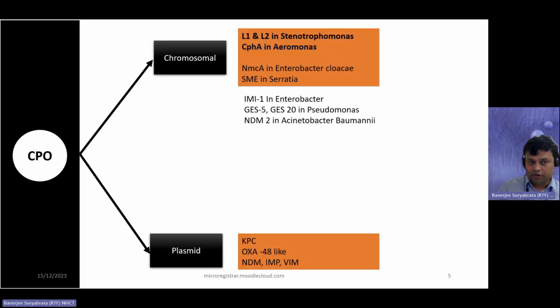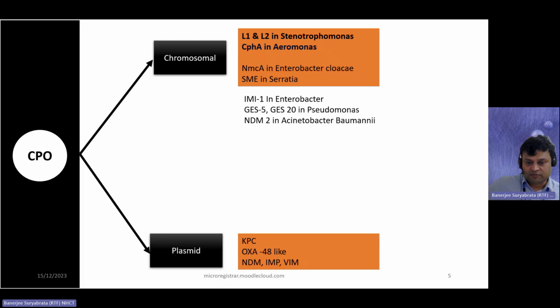So now we'll go into carbapenemase producing organisms. These could be chromosomal: the gene might reside in the chromosome, or it might reside in a plasmid. There are certain carbapenemases which reside in the chromosome, for example, in Stenotrophomonas the L1 or L2 carbapenemase, or in Aeromonas the CphA carbapenemase. So these are carbapenemases which are found in the chromosome.